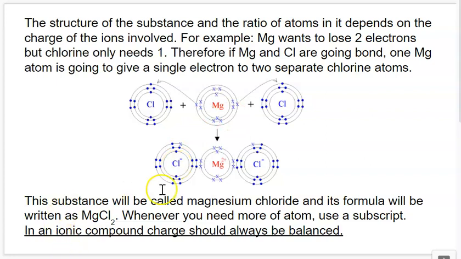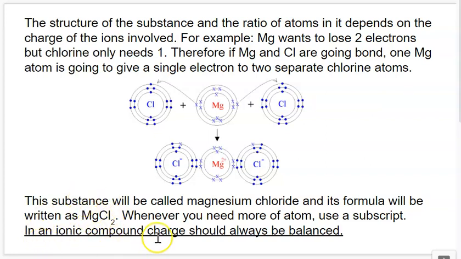So the substance is going to be called magnesium chloride because we named the cation and then the anion. And its formula is going to be MgCl2. Note that we have a little subscript 2 next to the chlorine. Whenever we need more than one of an atom, we're going to use a subscript, which is like a little number here. So this tells us that we have 2 chlorines per every 1 Mg.